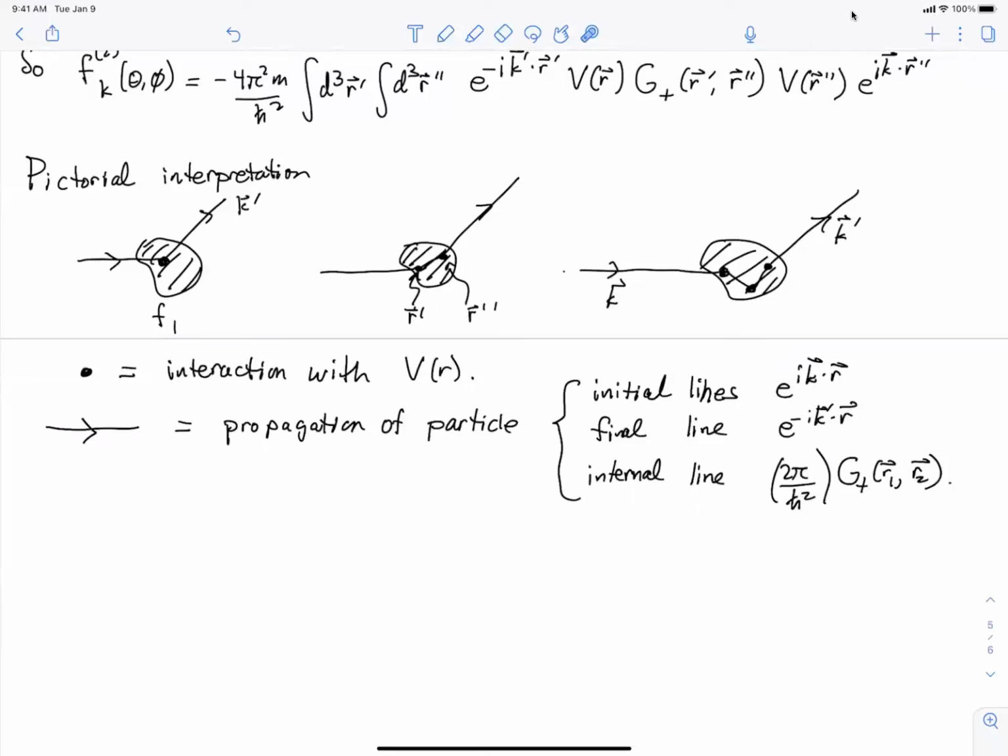All right, so that's it for today. Next time we will go on to talk about other ways of evaluating scattering amplitudes, which don't necessarily involve the Born series.